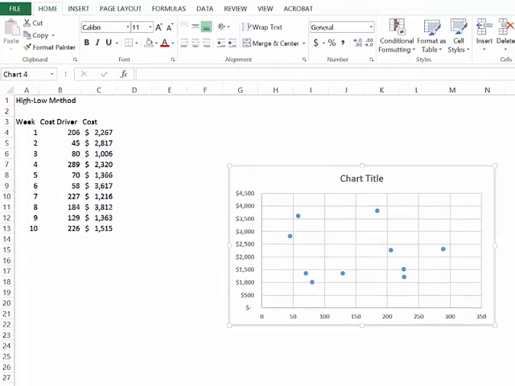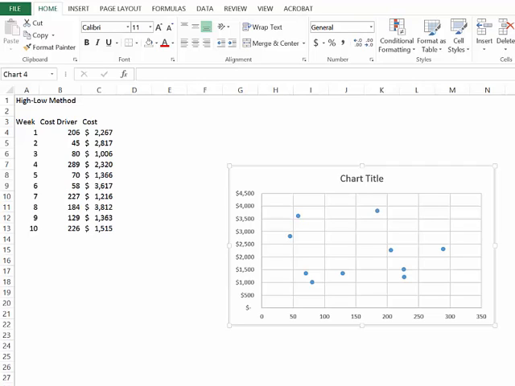Does that look like there's a good linear relationship there? Is there a line we can draw through this that most of the points are close to? I don't think there is. There doesn't seem to be any relationship here at all. So what this tells us is that we've chosen a poor cost driver.